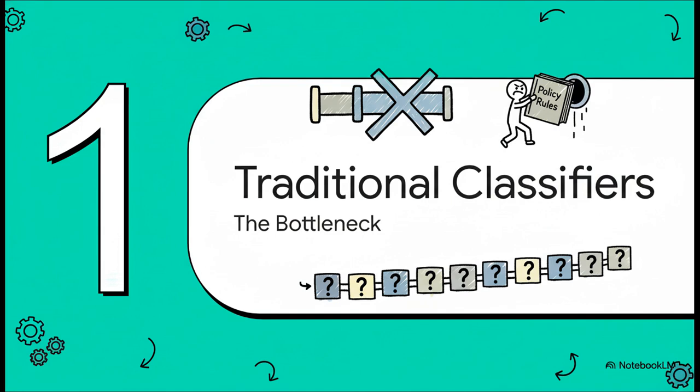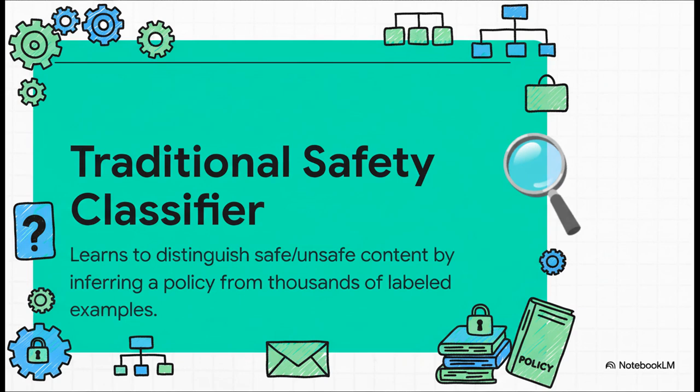Okay, so to understand the proposed solution, we first have to establish the standard approach to content safety and its challenges. What does that traditional workflow look like? The standard method uses a safety classifier. This model is trained on thousands of manually labeled examples of content. A key detail is that the classifier never sees the policy text itself. It only infers the policy from the provided labels.